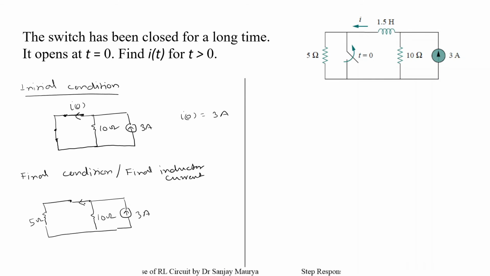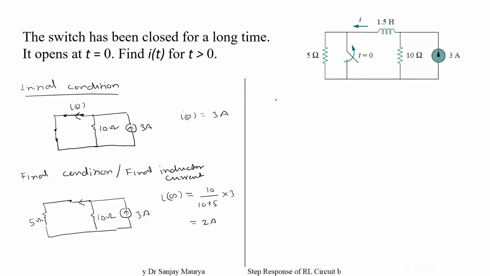Just by using the current division law, I can determine the value of the final inductor current. I infinite will be 10 divided by 10 plus 5, into 3, that is 2 ampere.